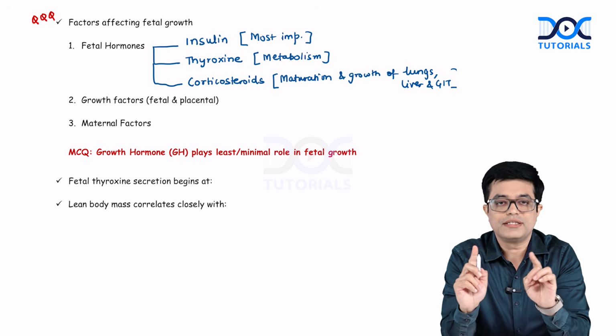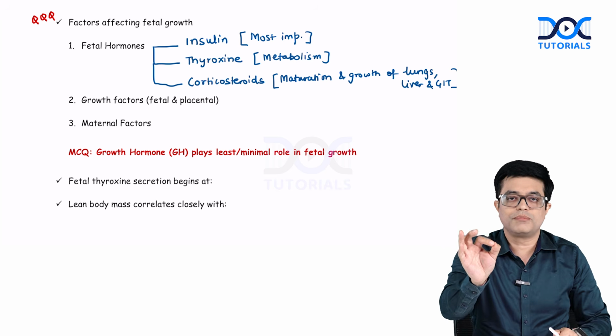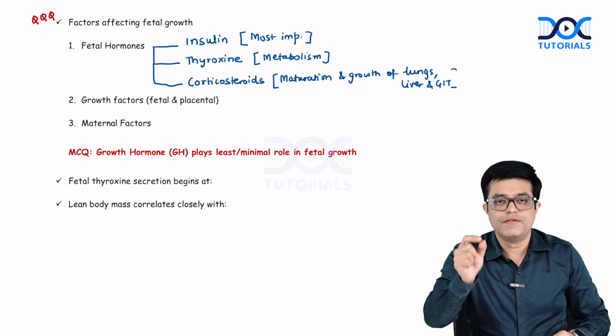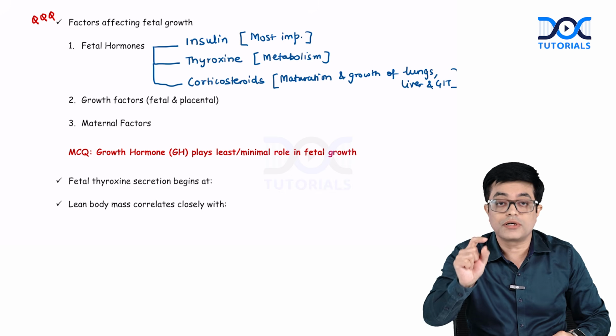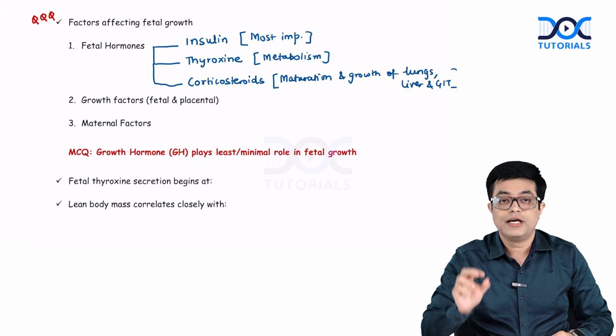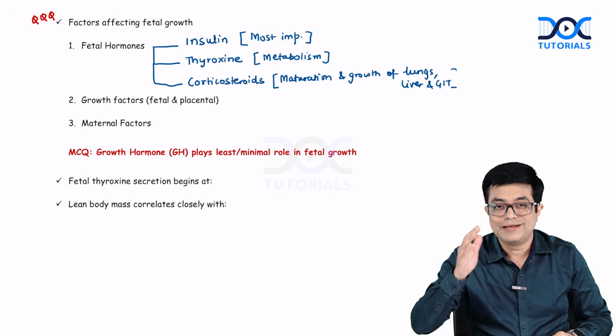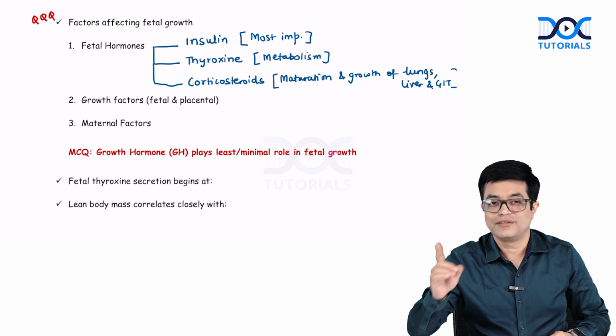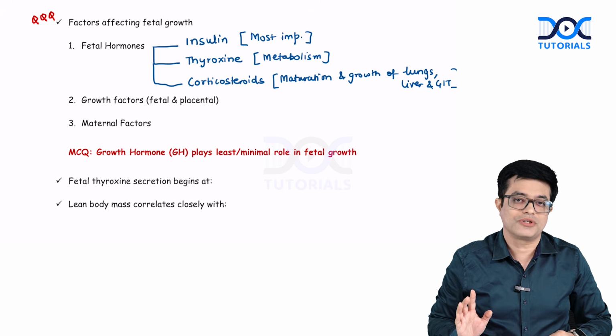So what are the one-liners the examiner can ask you? Which is the overall most important hormone for fetal growth? Insulin. Which is the hormone important for fetal growth, controlling metabolism? Thyroxine. Which hormone plays a role in fetal lung maturation and growth? The answer will be corticosteroid.